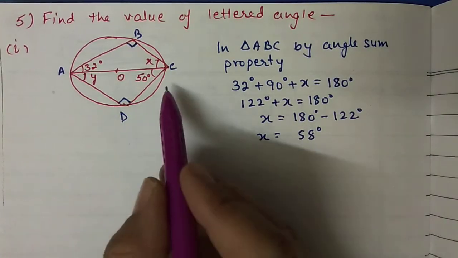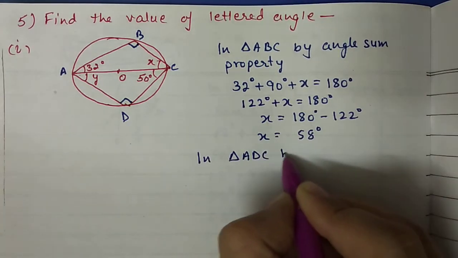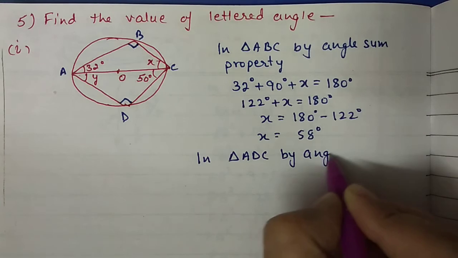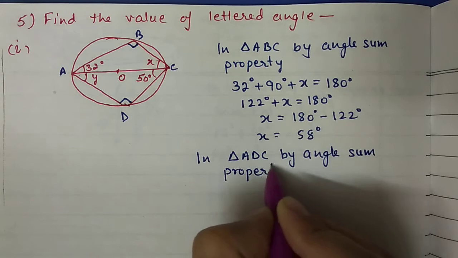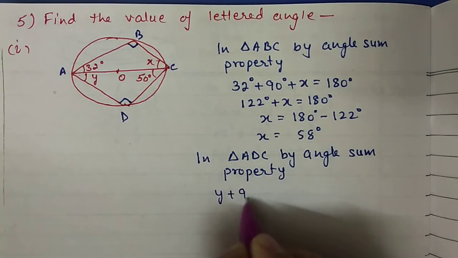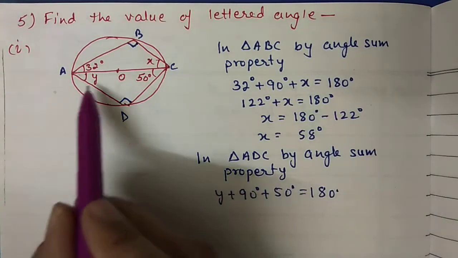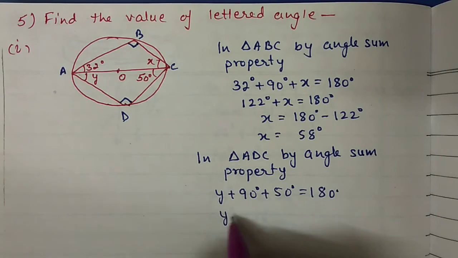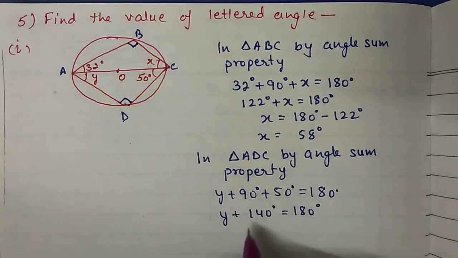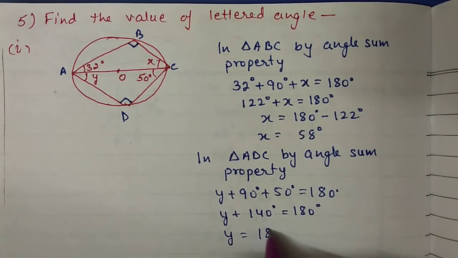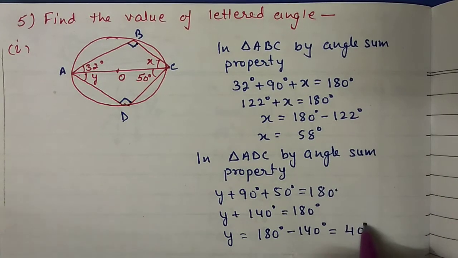Same thing we will do for the other triangle. In triangle ADC, again by angle sum property, Y plus 90 plus 50 will be 180 degree. The sum of these three angles will be 180 degree. So 90 plus 50 is 140, and Y plus 140 is equal to 180 degree. 140 you can shift to the other side. 180 minus 140, the value of Y will be 40 degree.